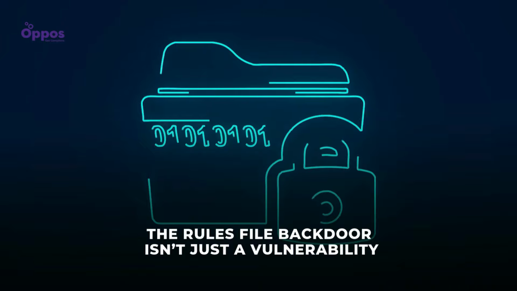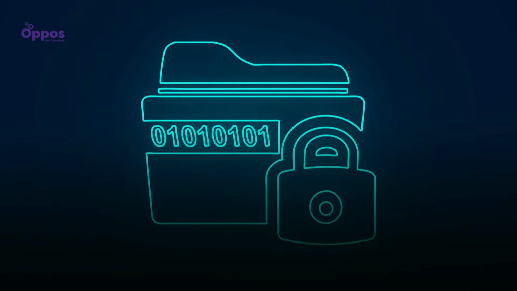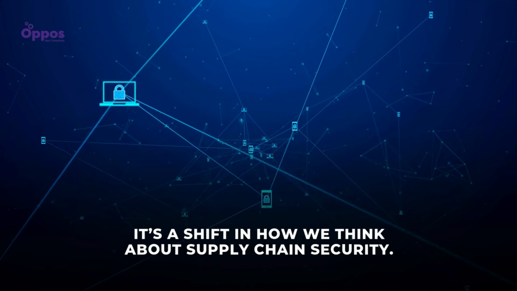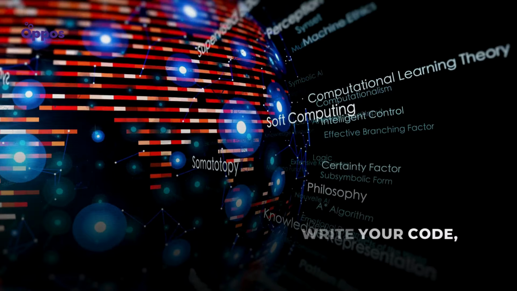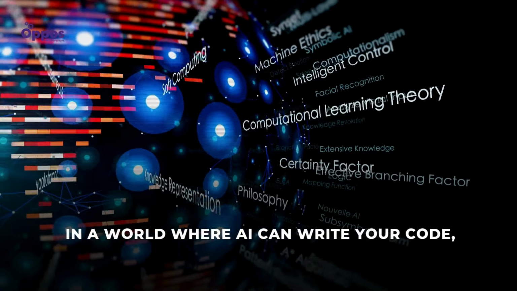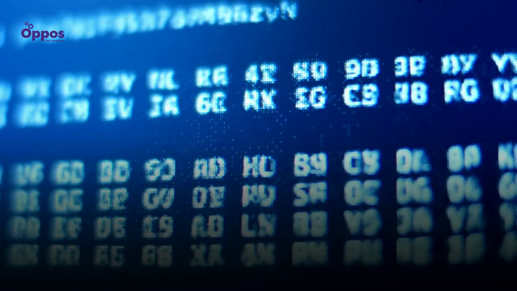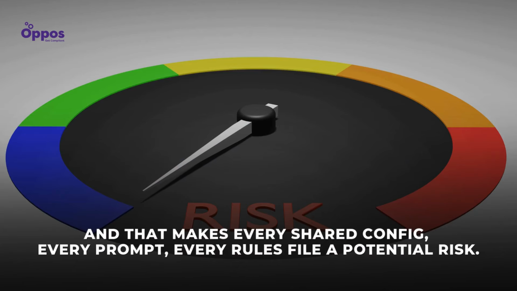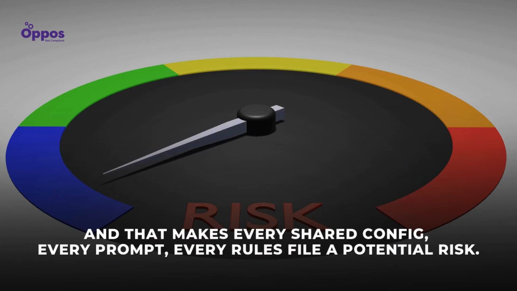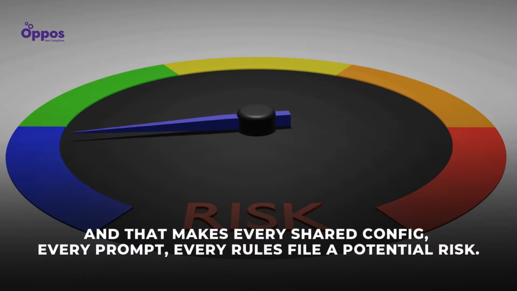The File Backdoor isn't just a vulnerability. It's a shift in how we think about supply chain security. In a world where AI can write your code, the attack surface now includes the files that guide its behavior. And that makes every shared config, every prompt, every rules file a potential risk.